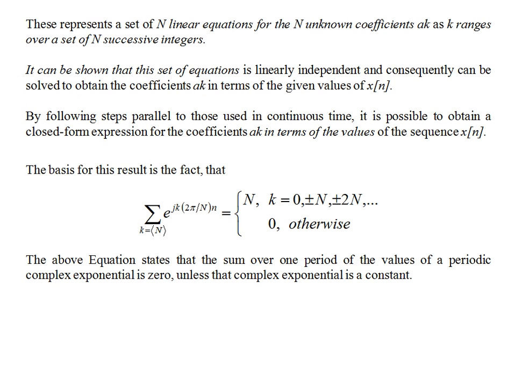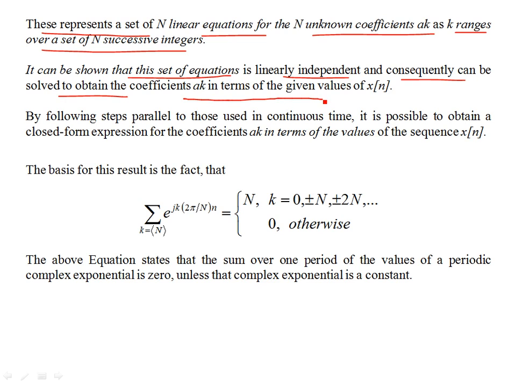So you see again, these represent a set of N linear equations for N unknown coefficients as k ranges over a set of N successive integers. It can be shown that this set of equations is linearly independent, and consequently these can be solved to obtain the a_k's in terms of the values of x of n. Now this is one way to look at this problem.